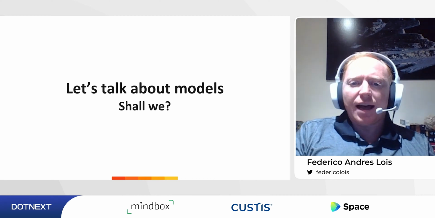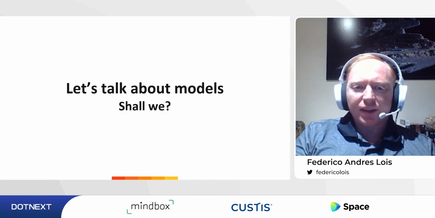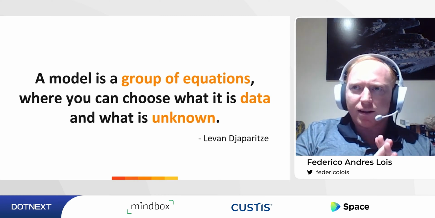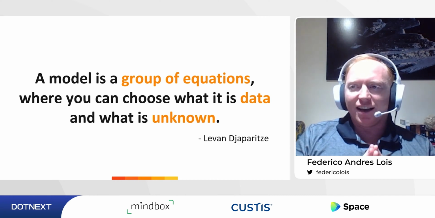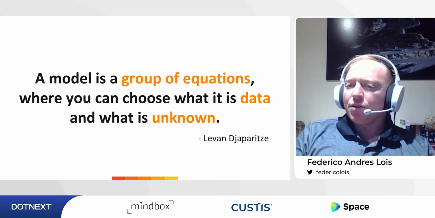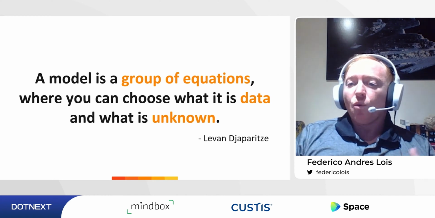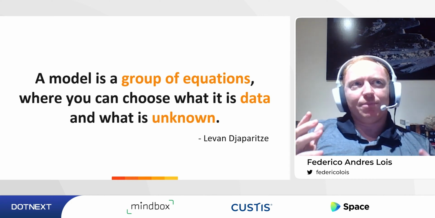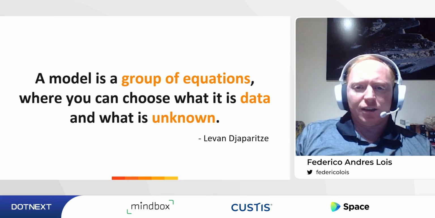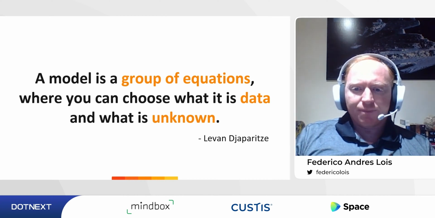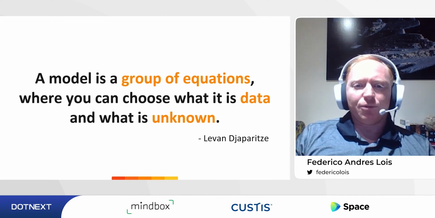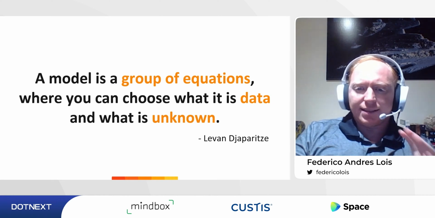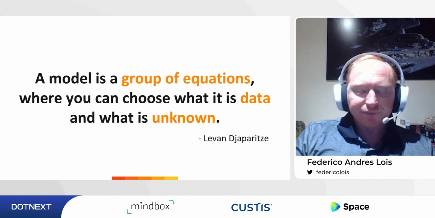So let's talk a little bit about models, shall we? I like this quote because it's essentially the simplest definition that you can get. A model is a group of equations where you can choose what is data and what is unknown. This is important because you can define the group of equations and do whatever you want in there, but at some point you have to decide, hey, what's data and what is what I want to know. So it's not as simple as just going with it.